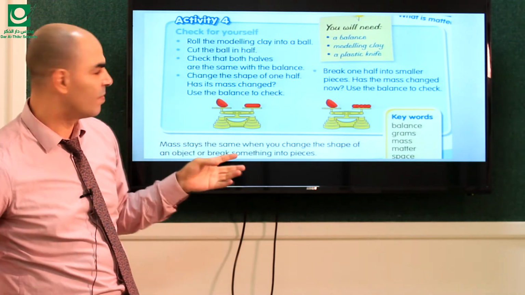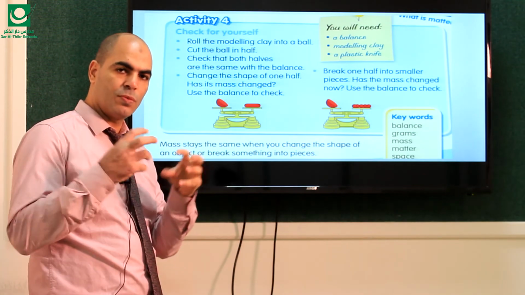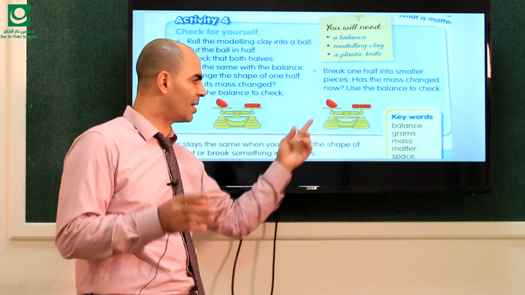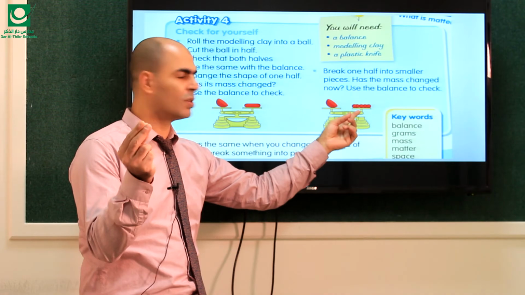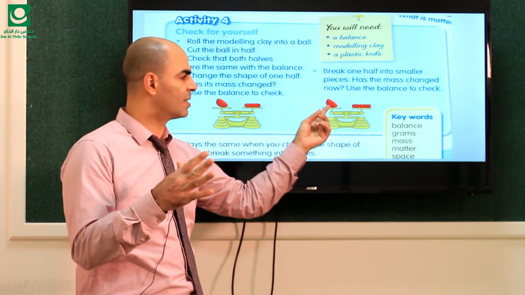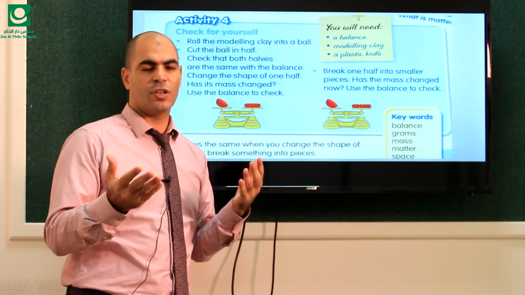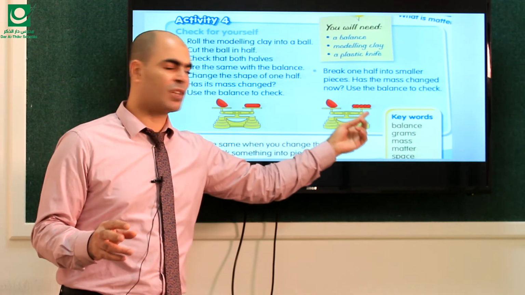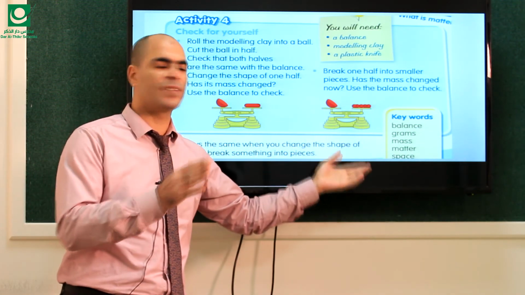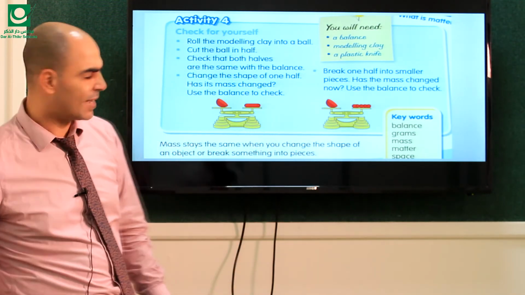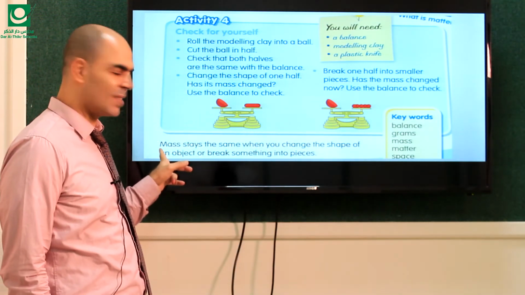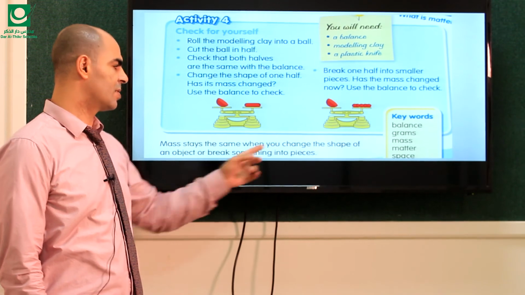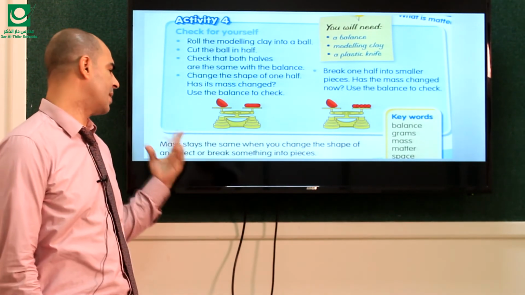If you have a ball of clay, cut it into 2 pieces, and when you do this, change the shape of one piece like this, make it into smaller balls, and leave the other half as it is. Will they change in terms of mass or weight? No, they will stay the same. So if you change the shape, it doesn't change the mass. They will remain as they are. The conclusion is mass stays the same when you change the shape of an object.